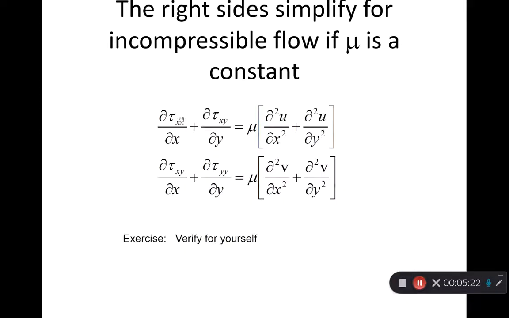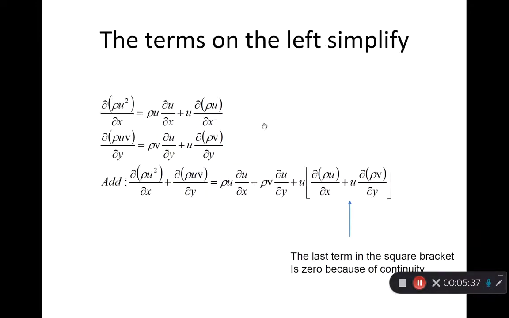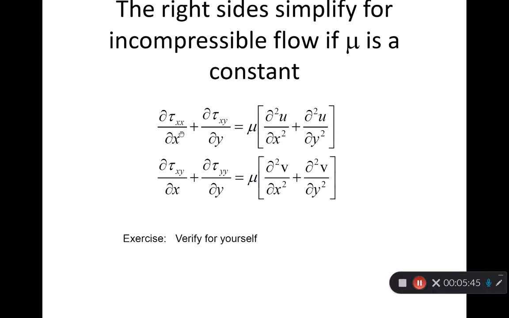How about the viscous terms on the right-hand side? We have those Stokes relationships. If you plug in tau xx, tau xy, and then assume viscosity is a constant, and also assume the conservation of mass, rho is constant, therefore du/dx plus dv/dy is 0, then we could show that this expression turns into this expression.